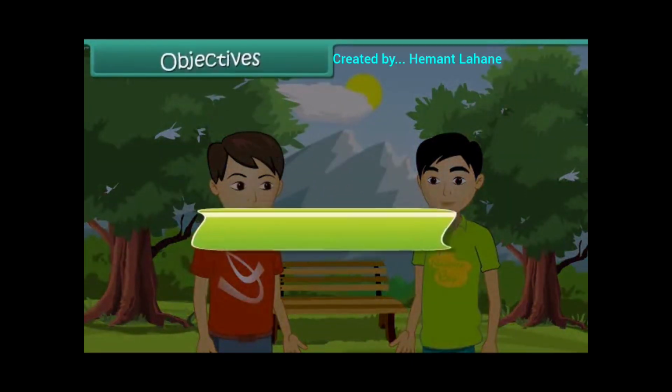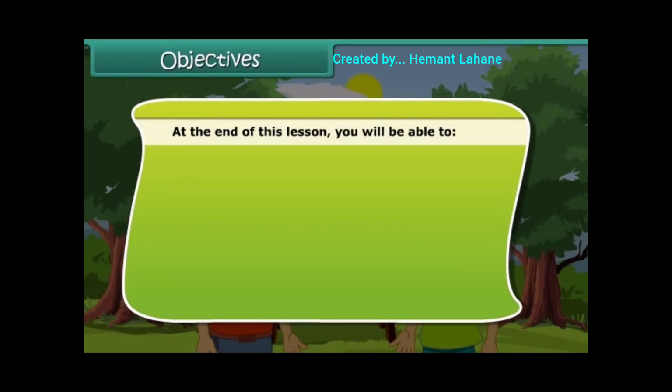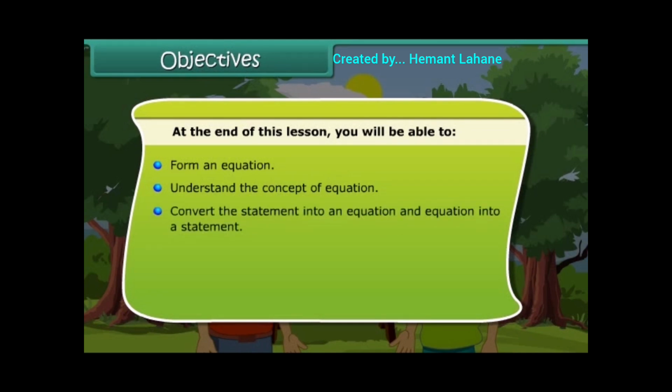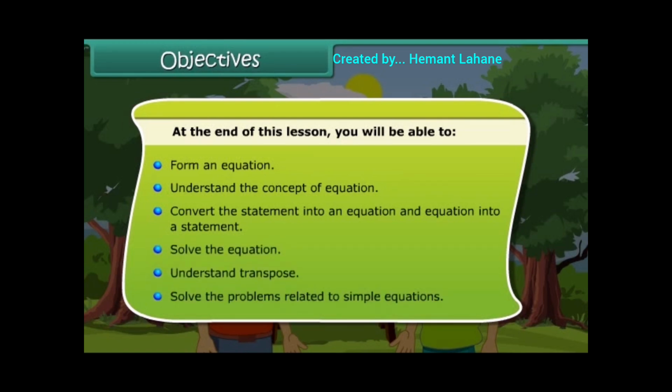Objectives. At the end of this lesson, you will be able to form an equation, understand the concept of equation, convert the statement into an equation and equation into a statement, solve the equation, understand transpose, solve the problems related to simple equations.